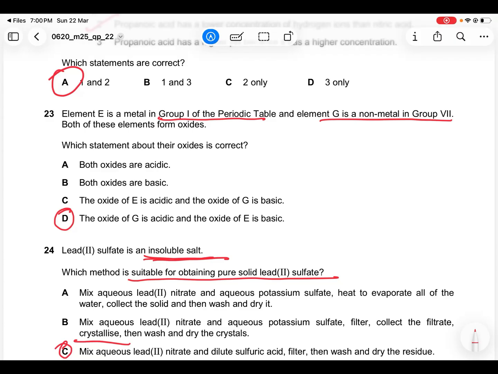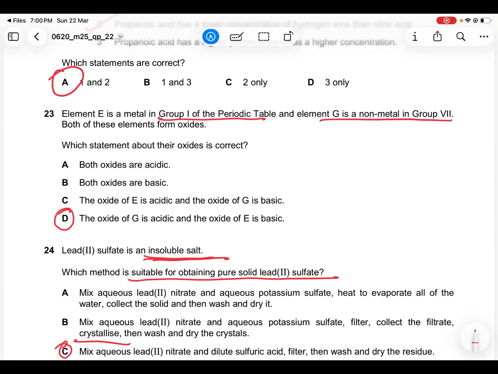Now, both oxides are acidic. Both oxides cannot be acidic in nature, because one is a metal oxide and the other is a non-metal oxide. Metal oxides are basic in nature and non-metal oxides are acidic in nature. Both oxides are basic, again that is not possible.